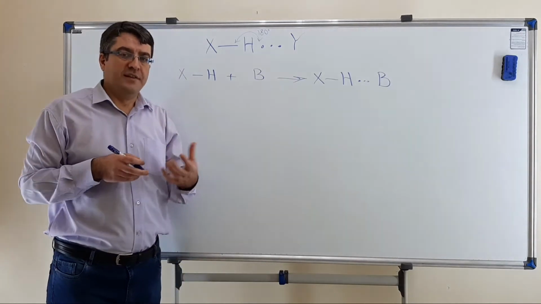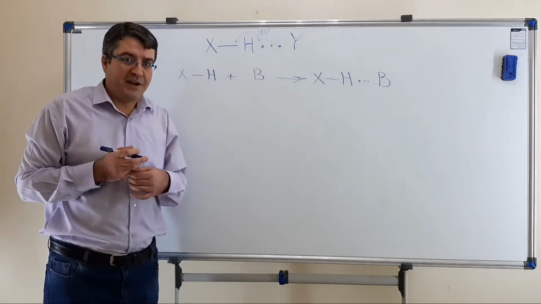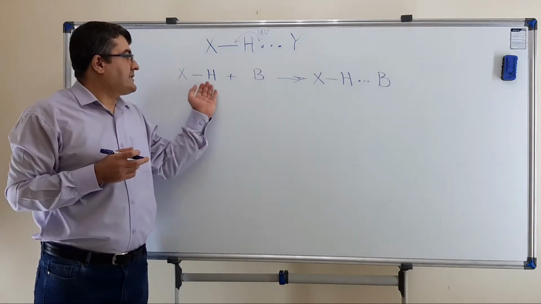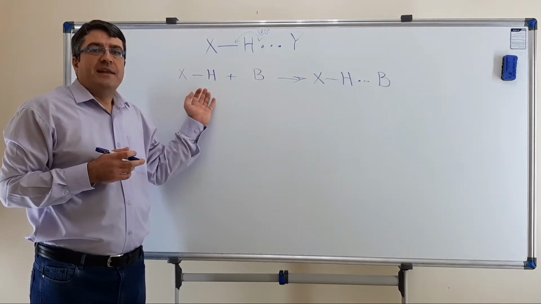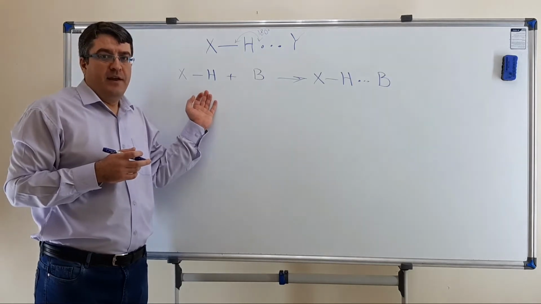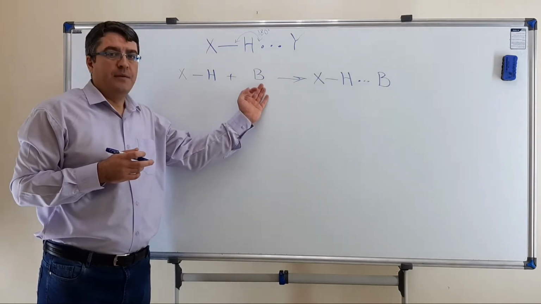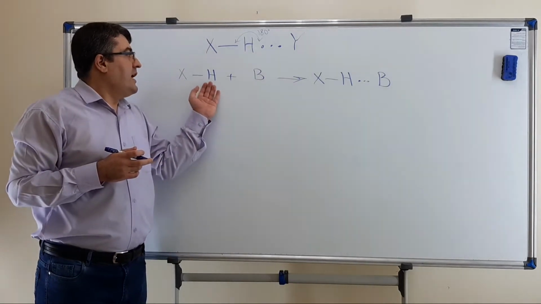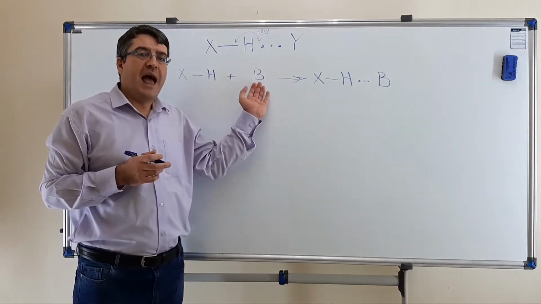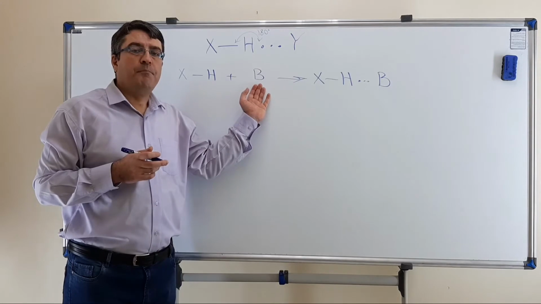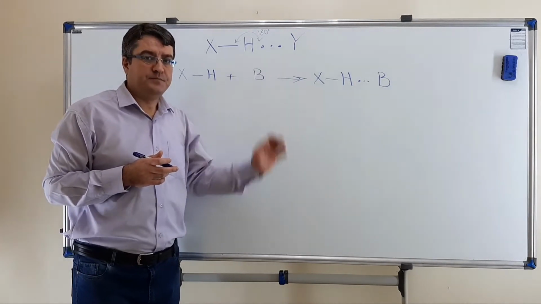Based on the orbital interaction, from the point of view of Lewis acid-base interactions, XH hydrogen bond donor is an electron pair acceptor. It accepts the electron pair provided by B. So XH is a Lewis acid. On the other hand, hydrogen bond acceptor is an electron pair donor, and it is a Lewis base.